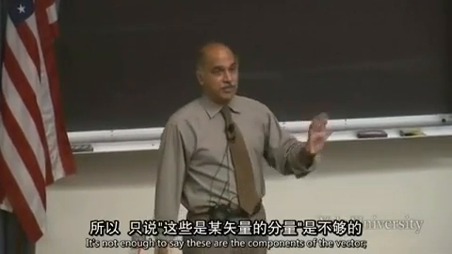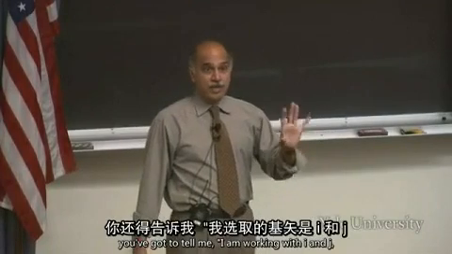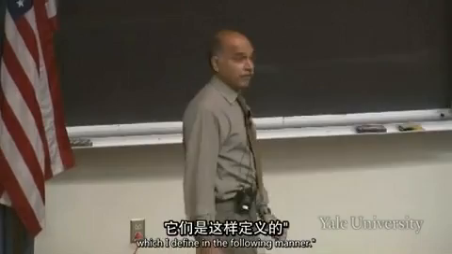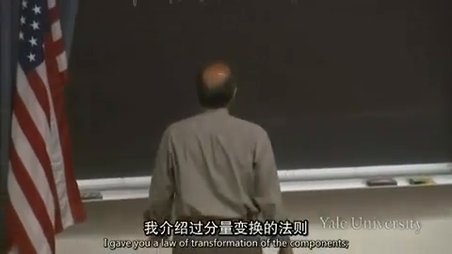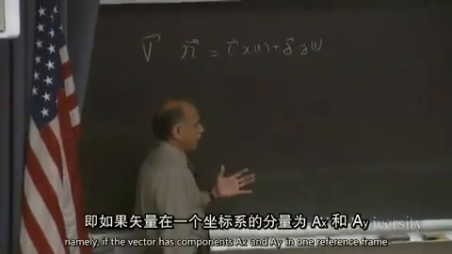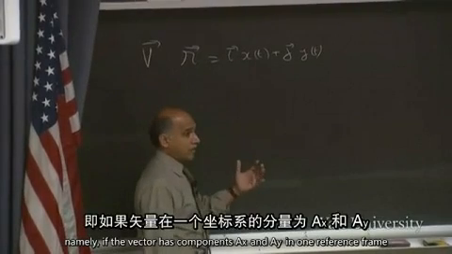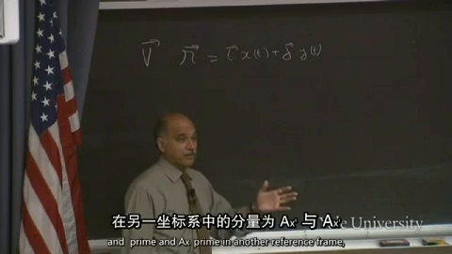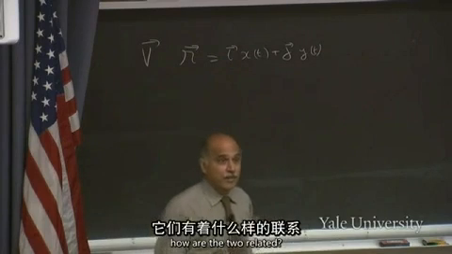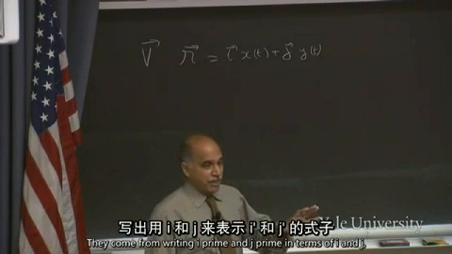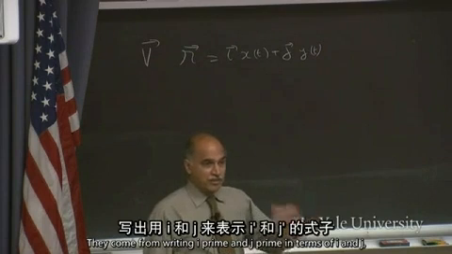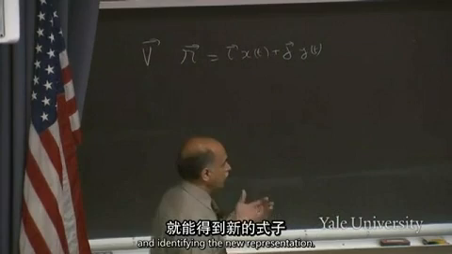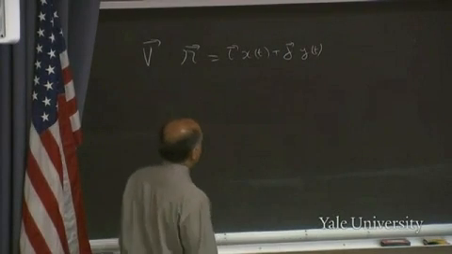So it's not enough to say these are the components of the vector. You've got to tell me I'm working with i and j, which are defined in the following manner. I gave you a law of transformation of the components, namely if the vector has components ax and ay in one reference frame and ax prime and ay prime in another reference frame, how are the 2 related? They come from writing i prime and j prime in terms of i and j, then sticking it into the expression and identifying the new representation.